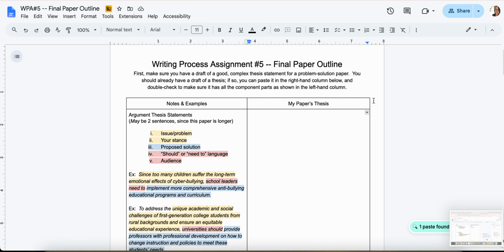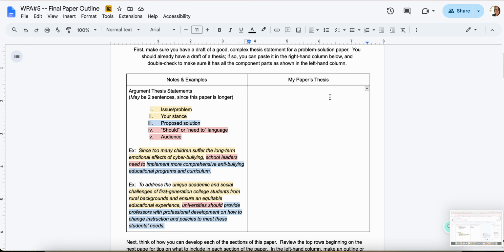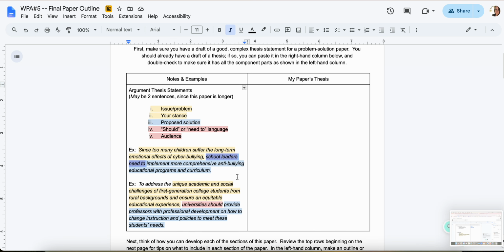So to take a look at the assignment here and what it will look like, this is an example of what your assignment might look like. Over here is the thesis. This is a very large box, but remember your thesis is only 1 to 2 sentences. It's just large because I needed a reminder here of what your thesis might look like. So you can take a look at these templates and see how the thesis includes your stance on the issue, clearly identified issue, some should or need to language that shows you're making a claim that's arguable or debatable. And also the proposed solution is a part of the thesis as well.